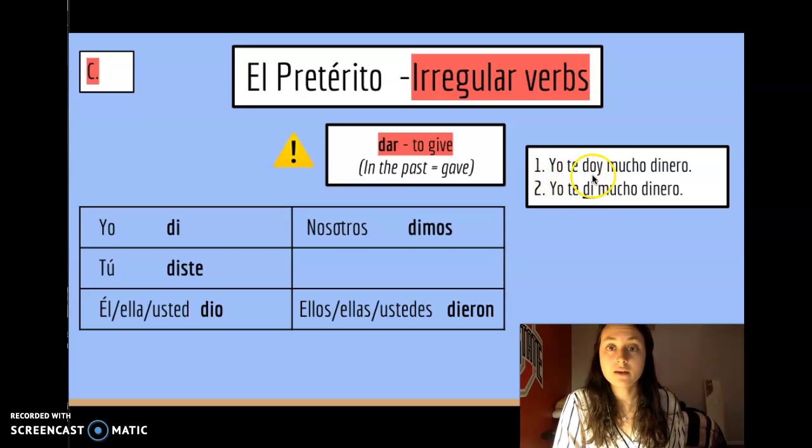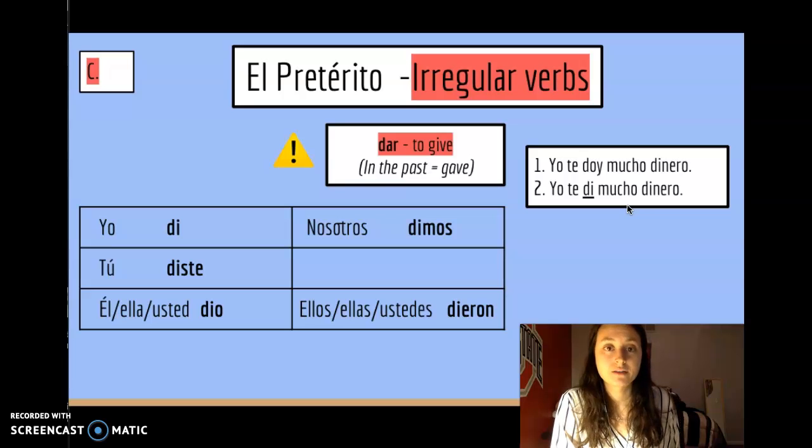So I give you a lot of money. Yo te doy mucho dinero. Or if it's something that's terminado, finished, yo te di mucho dinero. I gave you a lot of money that one time. Okay, so di, diste, dio, dimos, dieron.